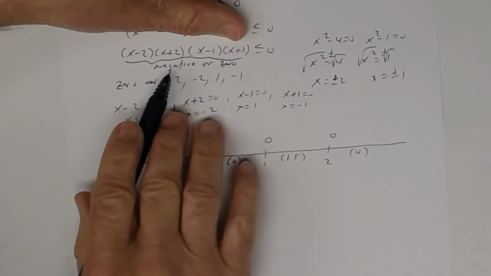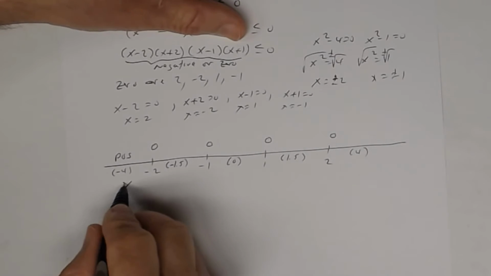And that's not what I want. I want this product to be negative. So my solutions will not come from this interval.